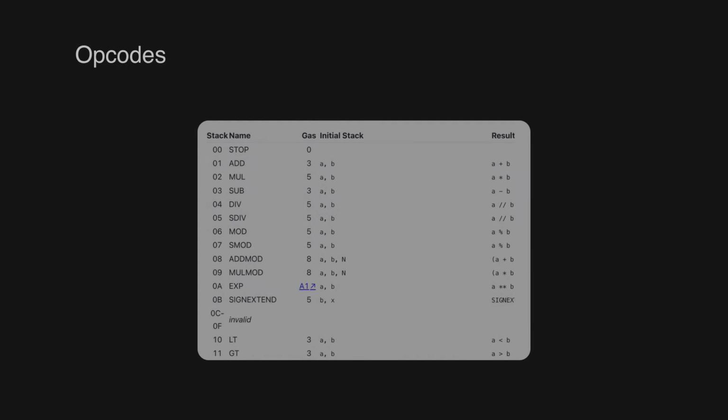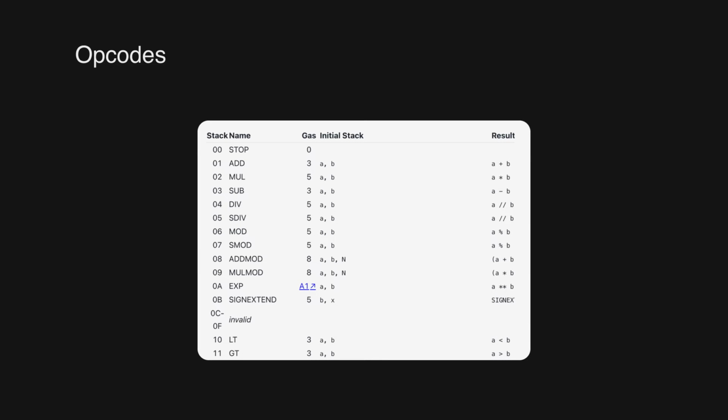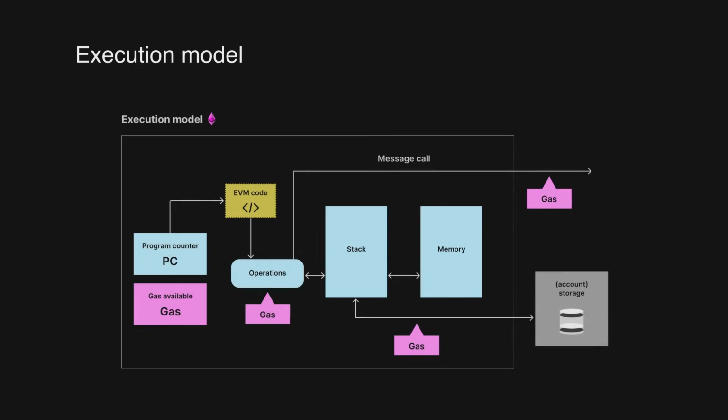The EVM uses a series of instructions, known as opcodes, to execute smart contract code. These opcodes are processed by each node in the network and are used to perform actions such as transferring Ether, storing and retrieving data from the blockchain, and calling other smart contracts.